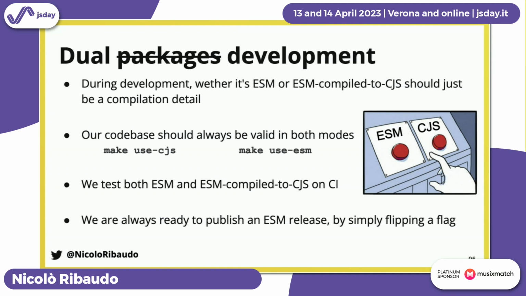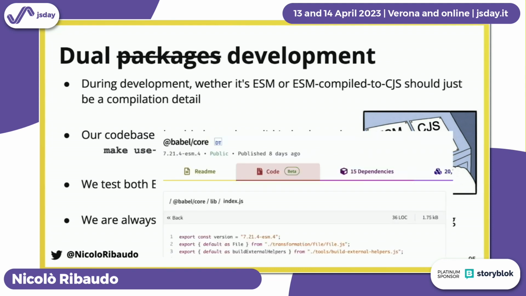And we test both ESM and ESM compiled to CommonJS on CI, so that we know that we're always ready to publish an ESM release. We just need to flip a flag and tell Babel, okay, now stop compiling. We know that it works because we test it regularly, on every single change. And I even tried one week ago, because I realized that I couldn't give this talk without actually trying if it was working for real. So we tried, and it works.